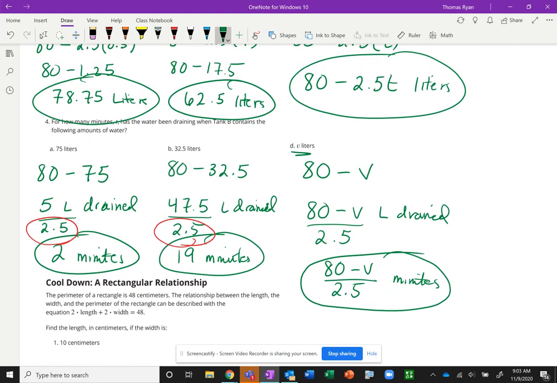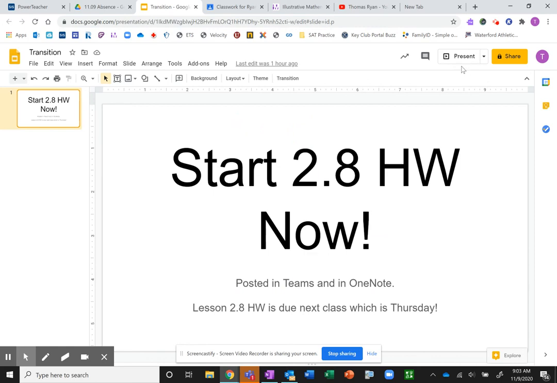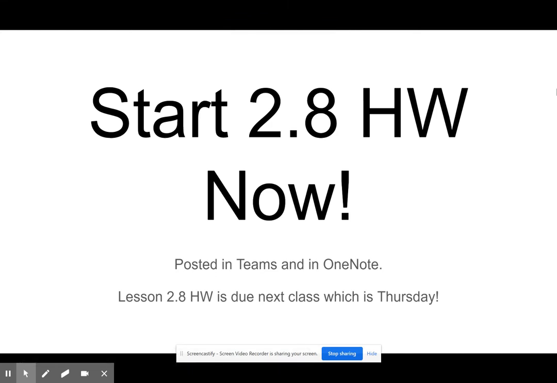Okay, we're going to leave off the cool down. Let's just go straight to what we should be doing now. So we should be starting our 2.8 homework now, in class, during class time. Even if you're at home, we should be starting it now. This is our assignment. It's posted in Teams. It's also in OneNote. It's due next class, which is Thursday. Remember, no school Wednesday for you guys, so it's Thursday this is due.